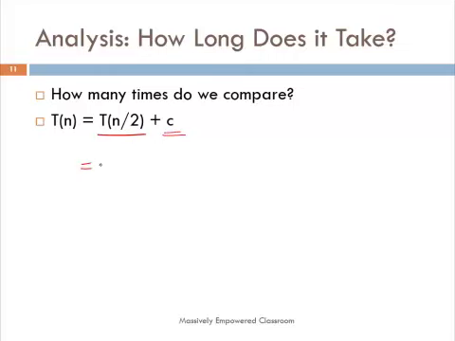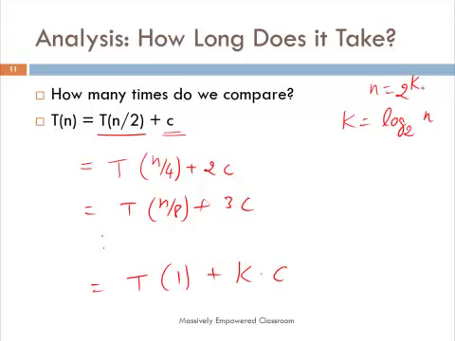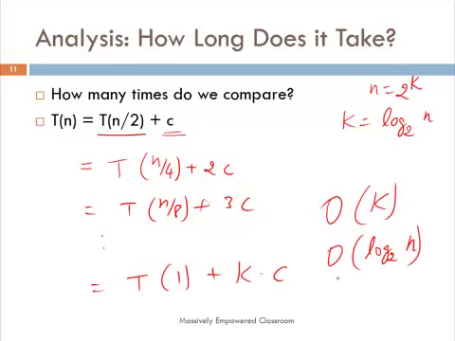So if we apply the substitution method, this will amount to T of n by 4 plus 2c, which is T of n by 8 plus 3c, and so on. Eventually it is T of 1 plus k times c, where k is nothing but log n to the base 2, because n is nothing but 2 to the power of k. Right? So the complexity of binary search is O of k, or O of log n to the base 2. So this is much better than linear time. It is no longer O of n, it is O of log n.